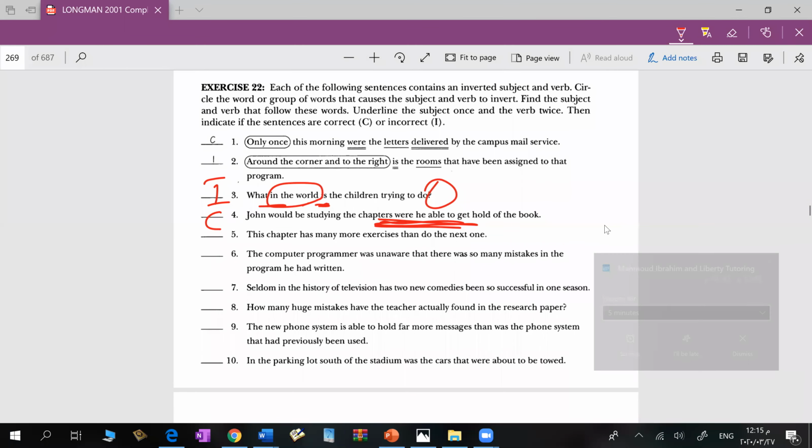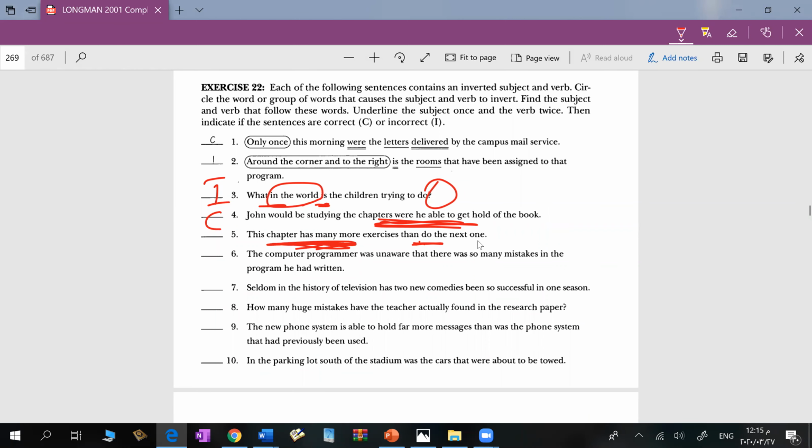This chapter has many more exercises than do the next one. Could you look again? How can I make it correct? Then does the next one. This is simple present. This has is not present perfect. The present perfect has plus past participle. Does it have past participle here? No. Simple present. Then does the next one.